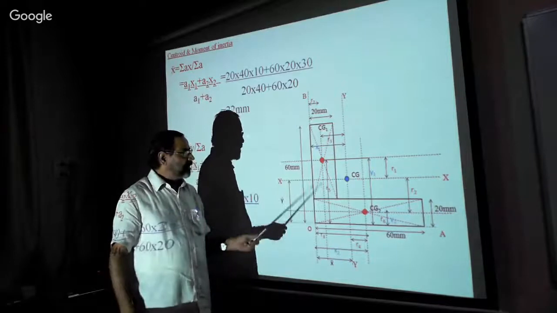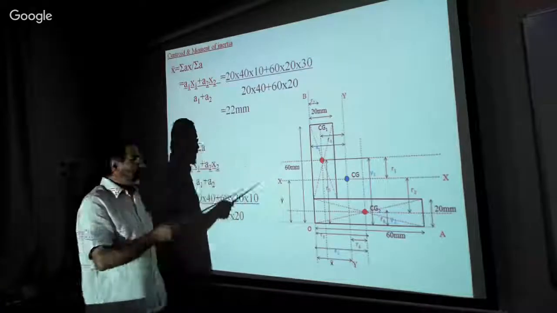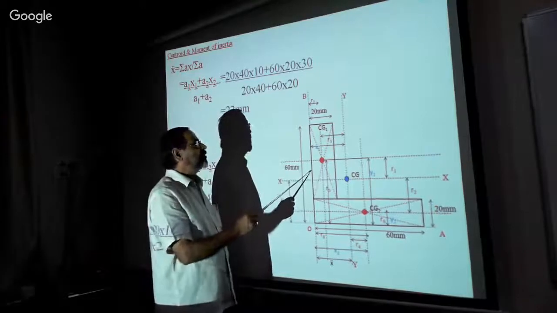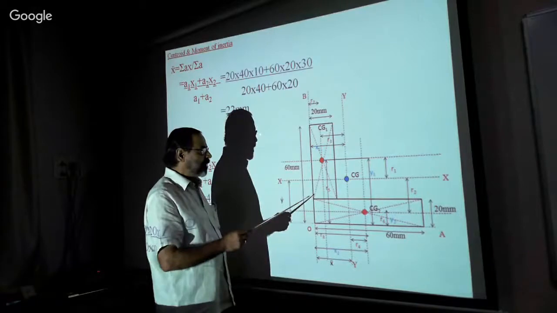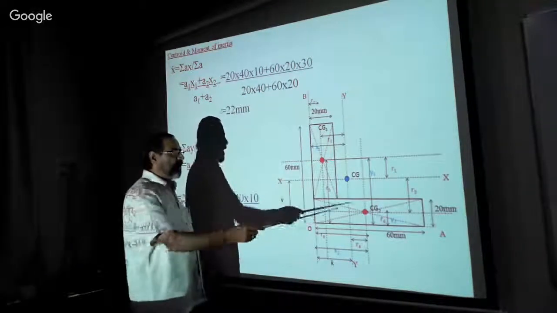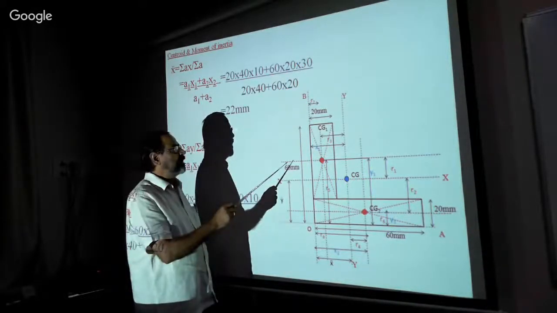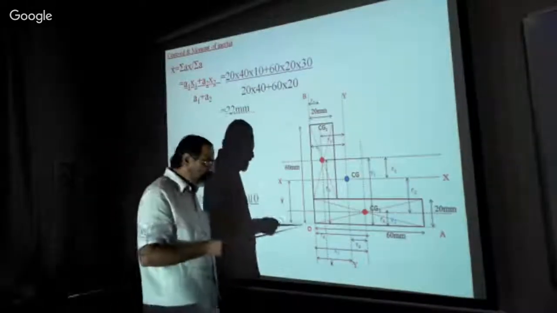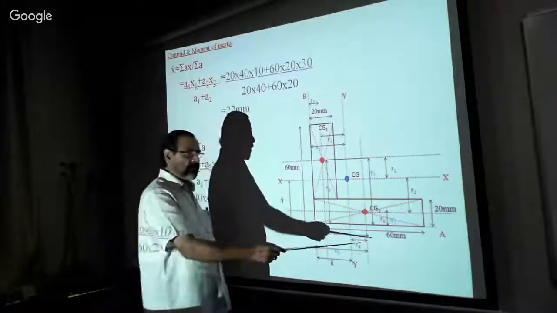This is x bar and this is y bar. This is an equal angle, therefore both x bar and y bar are the same. If you measure the distance from the reference, from here to here, this is x bar, and from here to here, this is y bar. OA and OB are the references. With respect to OA and OB, it is x bar and y bar. Both are the same because it is an equal angle. Therefore, x bar and y bar are both the same.